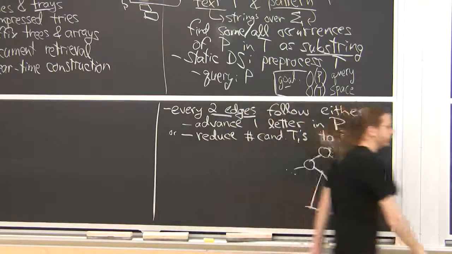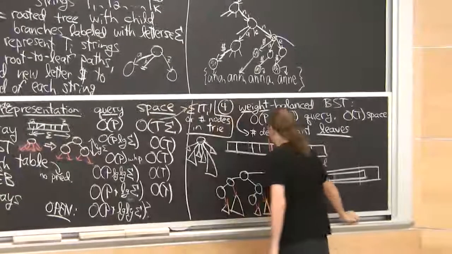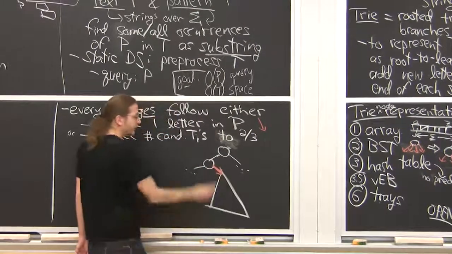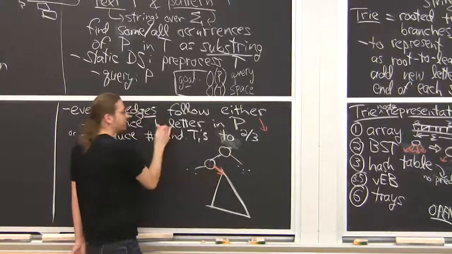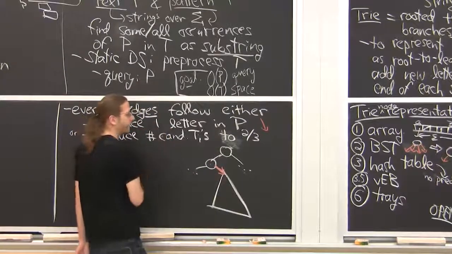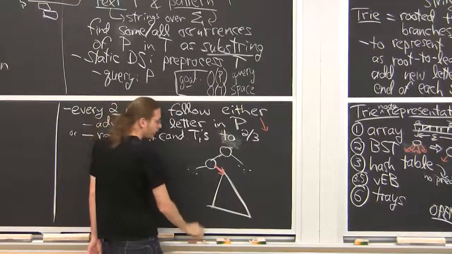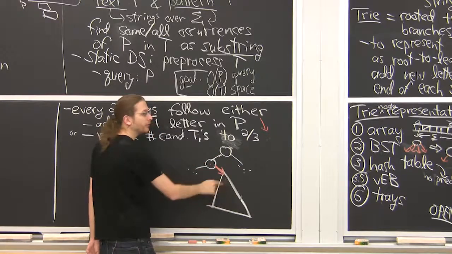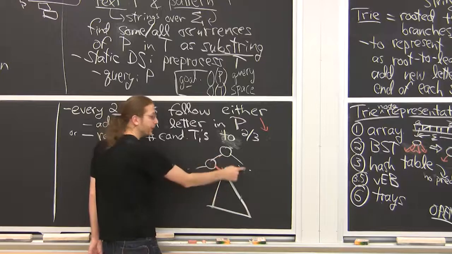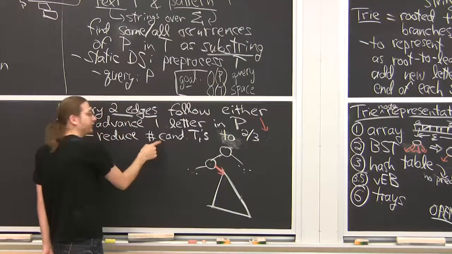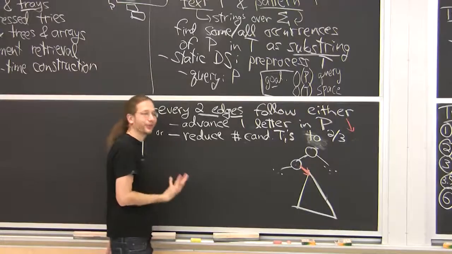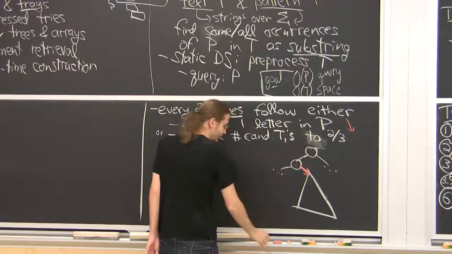now this was a red pointer. This is going to a child, and so if I went there, I'm happy. In two steps, I advanced one letter in P, or in two steps, I went here, or I went here, and this was a huge amount of the nodes. This was at least a third of the nodes. So again, if I end up here or end up here, I lost 1/3 of the candidate leaves, leaving 2/3 of them.